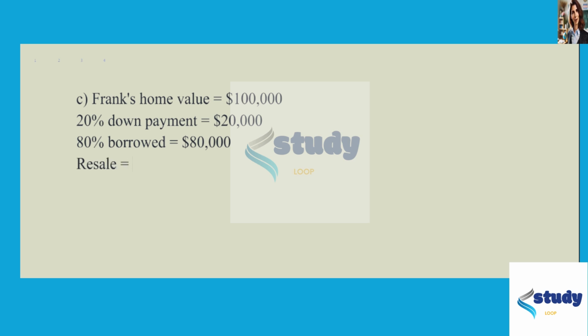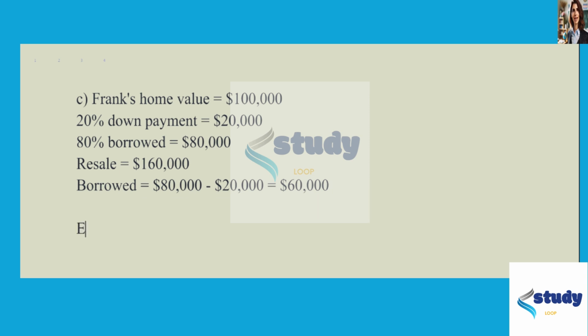Now, later on, what happened was Frank's home value appreciated, that is, it rose, and it became a resale value of $160,000. He also repaid around $20,000 of what he had borrowed. So the borrowed amount would then decrease from $80,000 minus the repaid amount, which is $20,000, and this equals $60,000. This borrowed amount goes down.